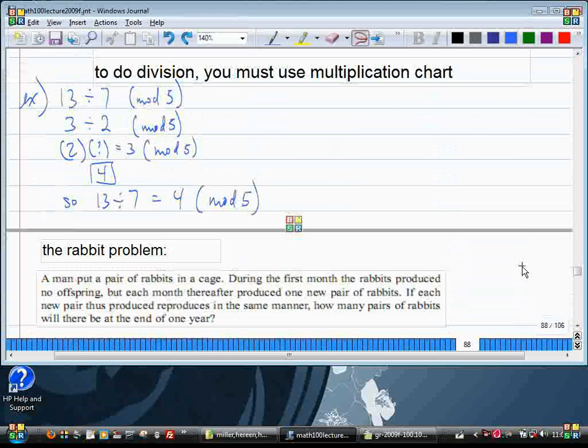That's how rabbits are. But each month thereafter produced one new pair of rabbits. One boy and one girl. If each new pair reproduces in the same manner, how many pairs of rabbits will there be at the end of 1 year? This is an old problem posed, in fact, many centuries ago.